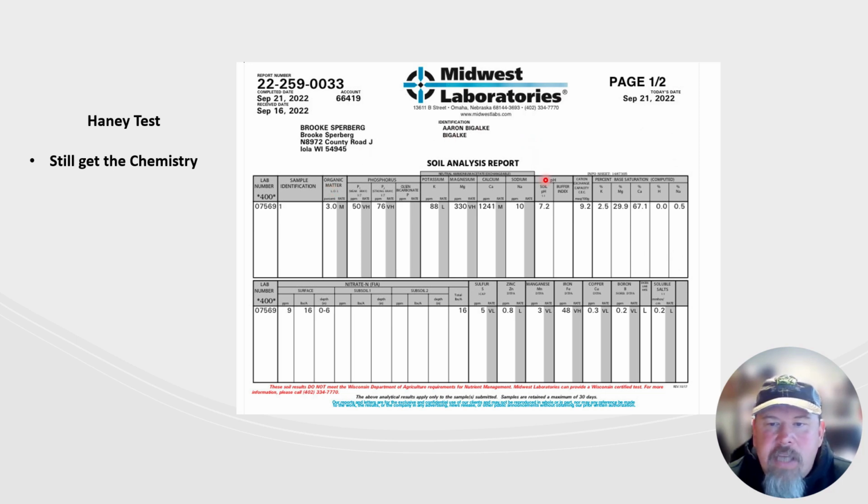My pH is 7.2 on this one. My cation exchange capacity is 9.2. For me, these numbers show that I'm moving the needle in the right direction. These are much improved numbers over what I was seeing in the past. But I'm still having problems getting things to grow.